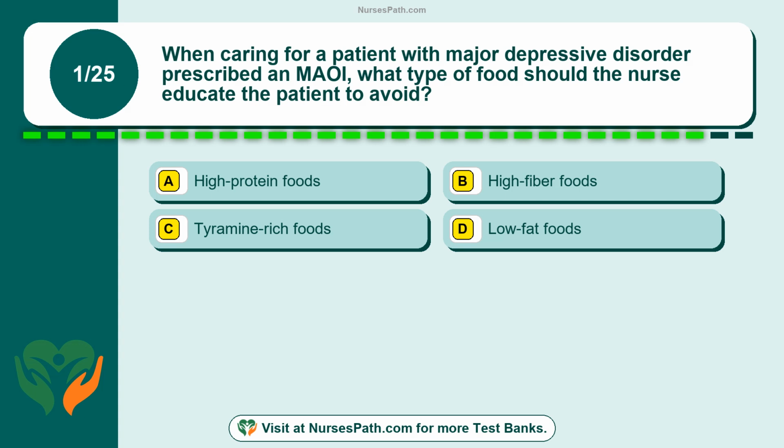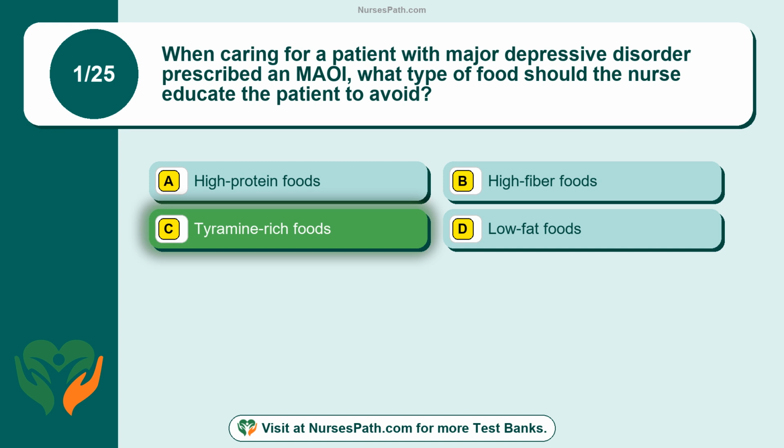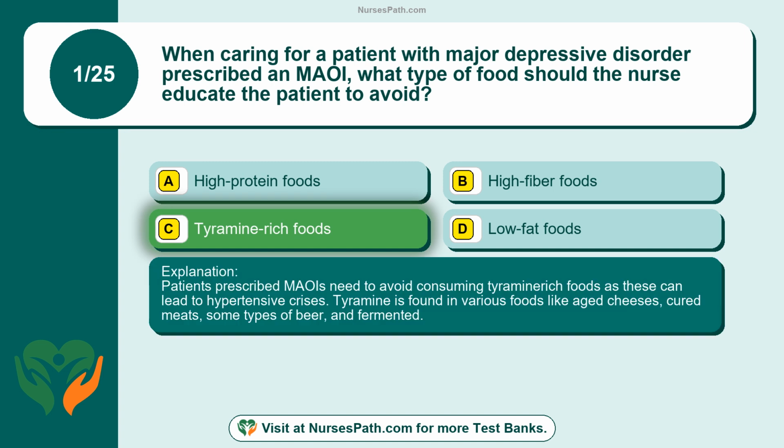Question 1. When caring for a patient with major depressive disorder prescribed an MAOI, what type of food should the nurse educate the patient to avoid? Option A. High-protein foods. Option B. High-fiber foods. Option C. Tyramine-rich foods. Option D. Low-fat foods. The correct answer is option C. Tyramine-rich foods. Patients prescribed MAOIs need to avoid consuming tyramine-rich foods as these can lead to hypertensive crises. Tyramine is found in various foods like aged cheeses, cured meats, some types of beer, and fermented foods.